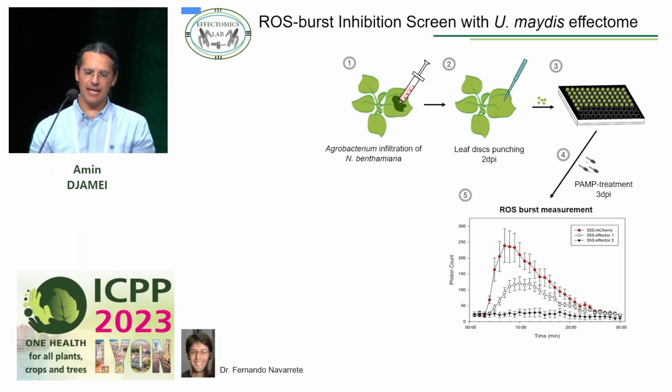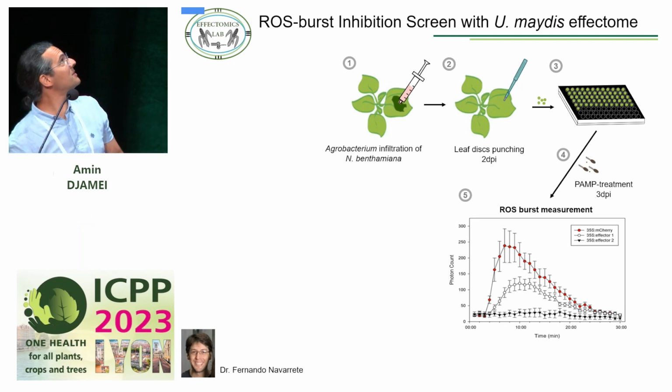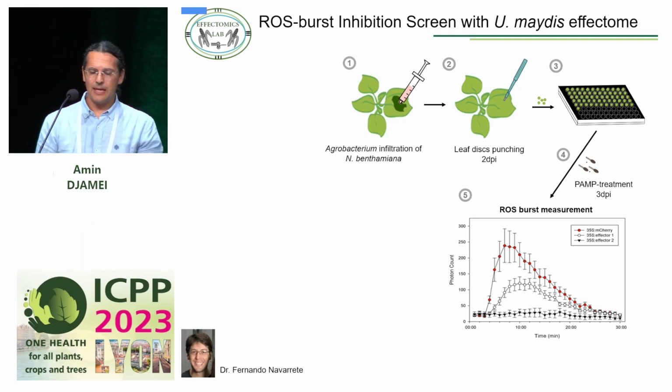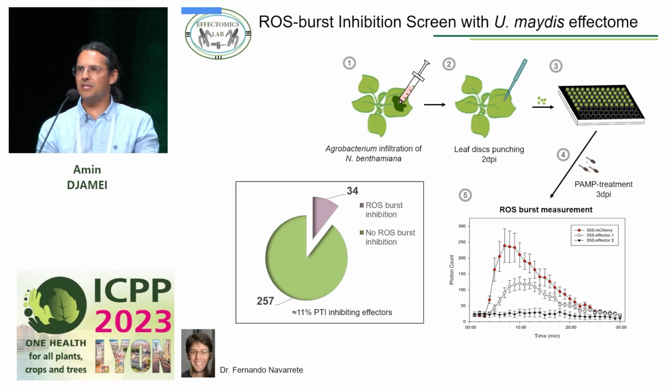So red would be, in this case, the big curve here. I don't know if you see the mouse. No. Basically the red curve is the cherry-expressing control plant, and the other lines would be the expression of an effector, suppressing this ROS burst response of the plant. The surprising thing was, we did it in a heterologous system, and testing roughly 291 effectors, we found 34 effectors which suppressed PAMP-triggered immunity responses on the ROS burst level in this heterologous system. That was a nice starting point.